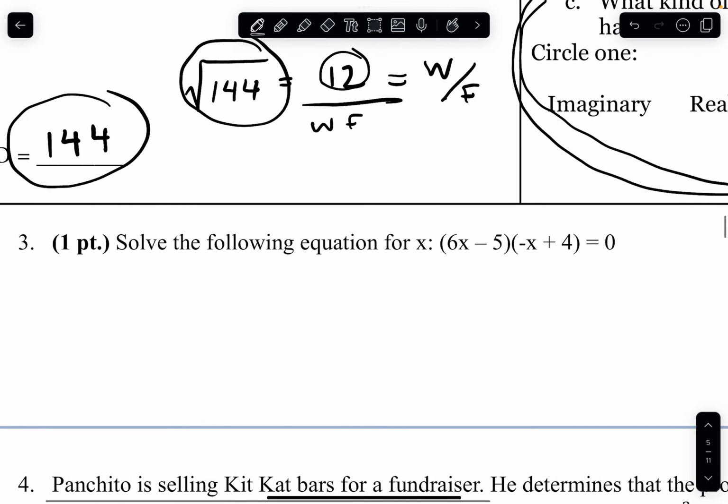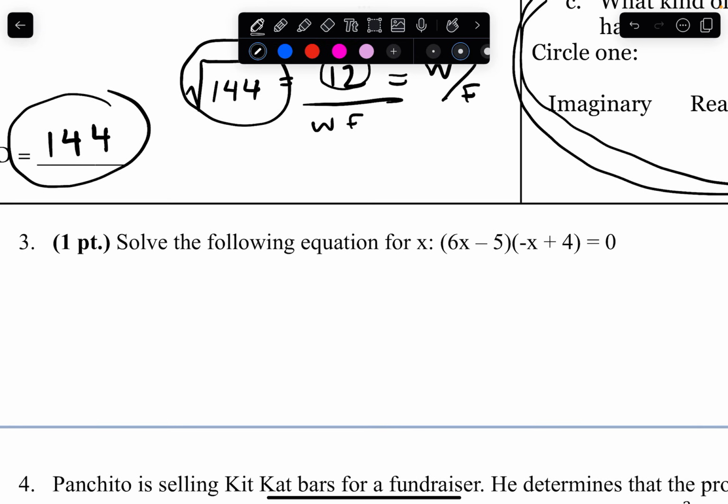Okay, number 3. What if I tell you that you have two numbers? Ignore this problem for a minute. Y times z, and I told you that if you multiply these two numbers, you get 0. What do you know about the letter y and the letter z?